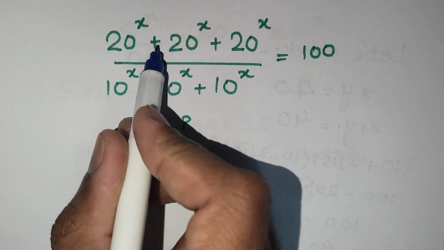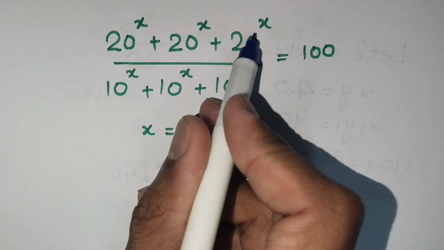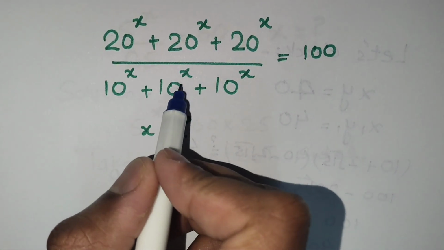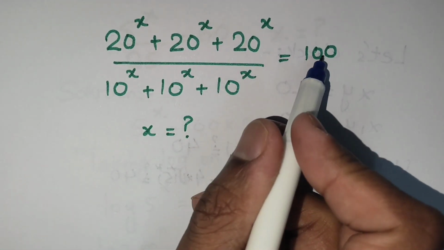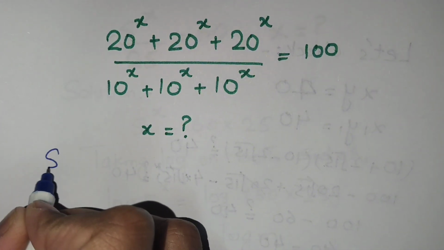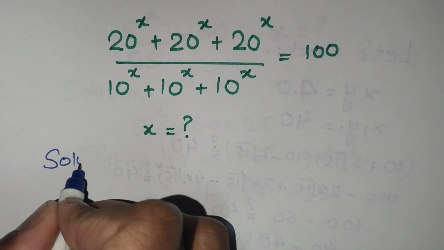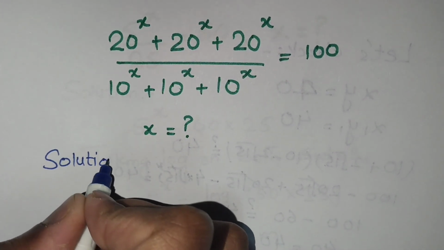20^x + 20^x + 20^x all over 10^x + 10^x + 10^x equals 100. We have to find the value of x. Now we will start the solution of this question.